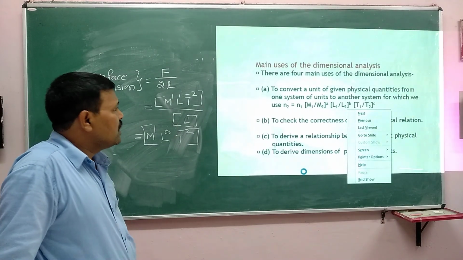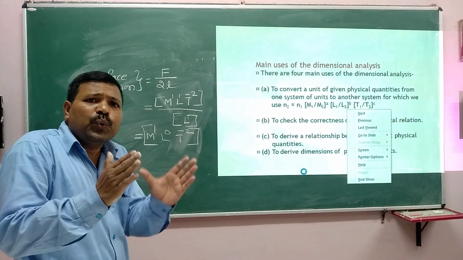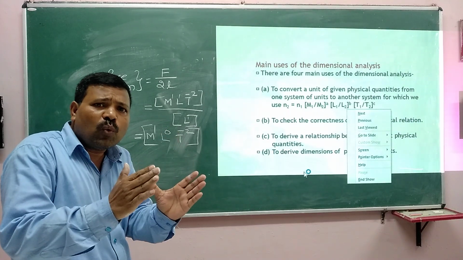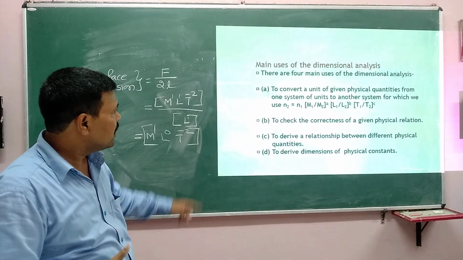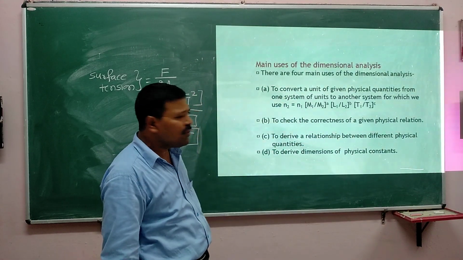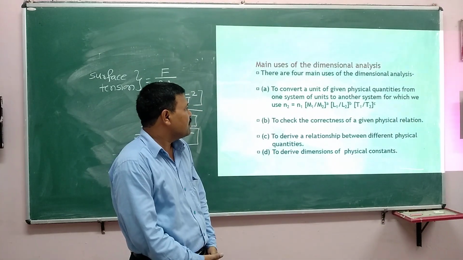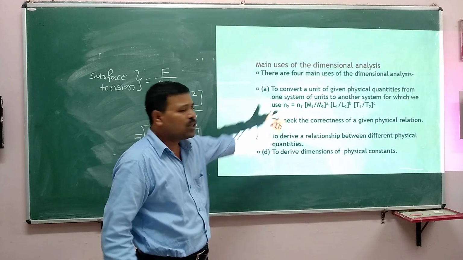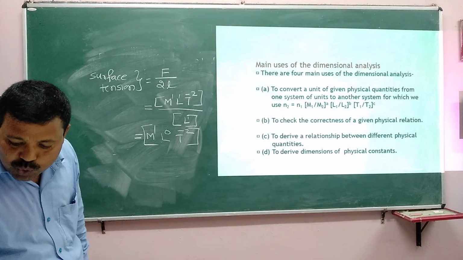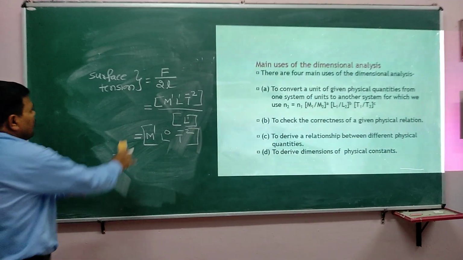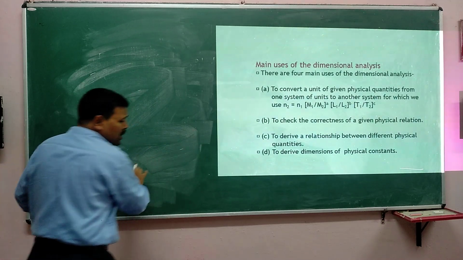The first one is that dimensions are used to convert the unit of a physical quantity from one system to another system. To convert a unit of a physical quantity from one system to another system, we use this formula. It's very clear. The dimensions are used to convert the unit of a physical quantity from one system to another system.